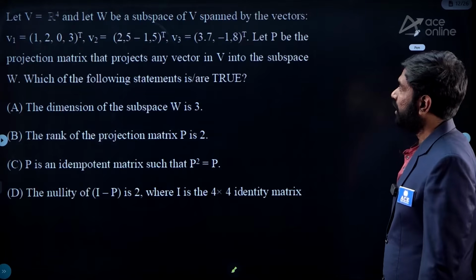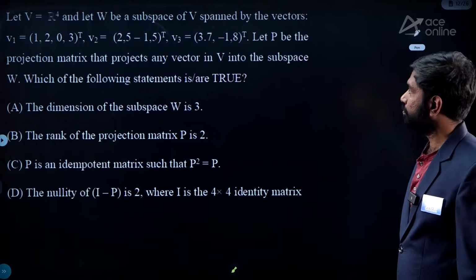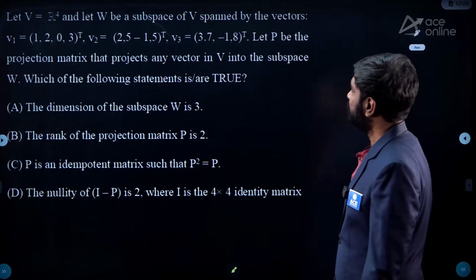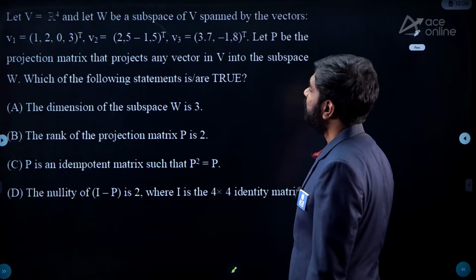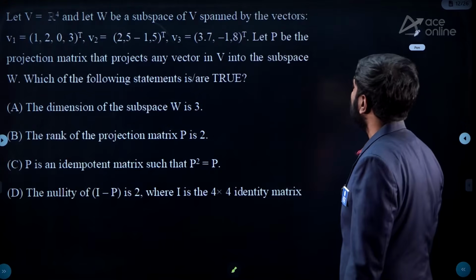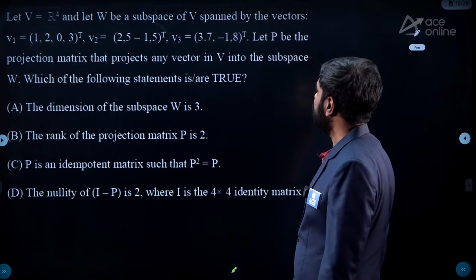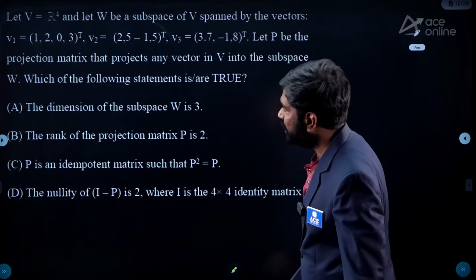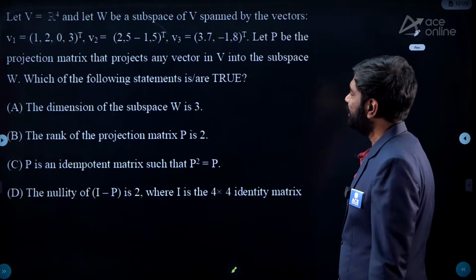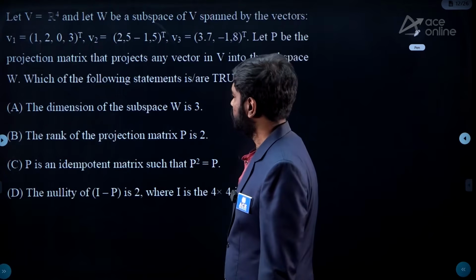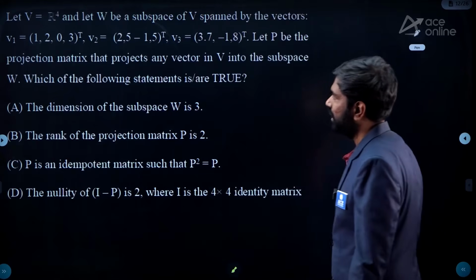So they say that V is R power 4. W is the subspace of V spanned by the vectors V1, V2, V3. Let P be a projection matrix that projects any vector in V into the subspace W. Which of the following statements is or are true? And then various options are given.